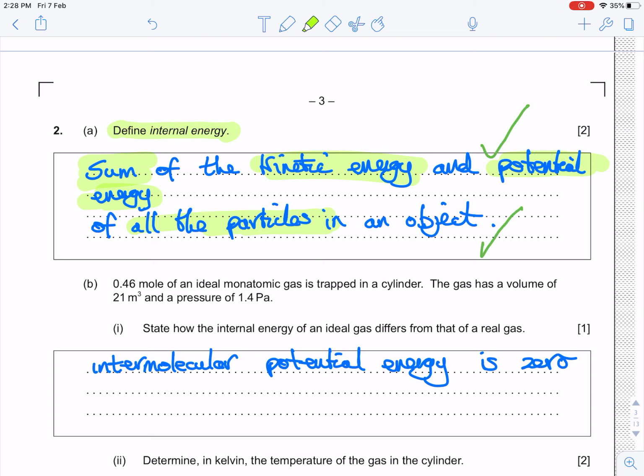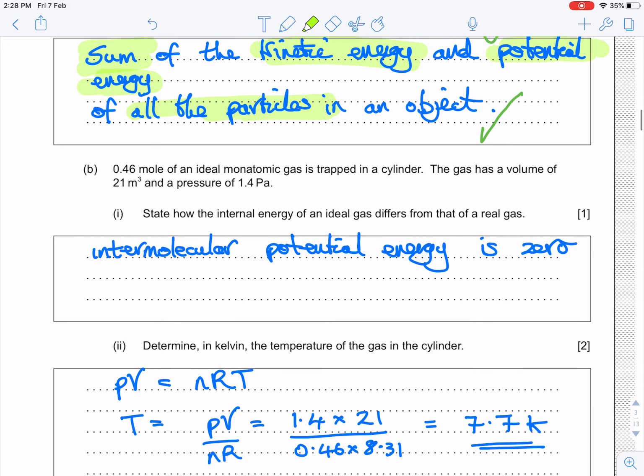The second question is, let's have a quick read through it. 0.46 moles of an ideal monatomic gas is trapped in a cylinder. The gas has a volume of 21 meters cubed and a pressure of 1.4 pascals. So let's just put something, now that's n, that's what represents that. V, volume, yes, and I've got P for pressure.